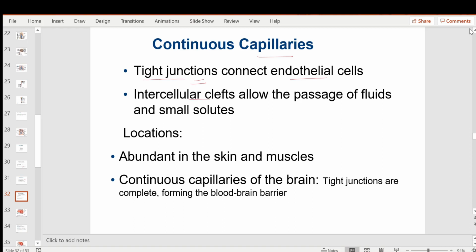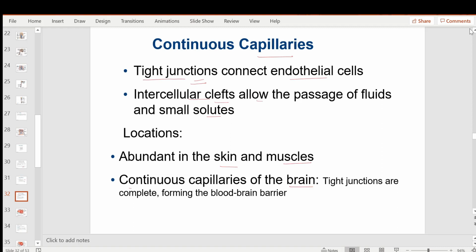Intercellular clefts. You know, cleft means the gap. You have heard the term cleft lip, cleft palate. So gap. Intercellular clefts are very small, so allow only the passage of fluids and small solids, not larger solids. Okay, where you will find the continuous capillaries: skin, muscles, as well as in the brain.